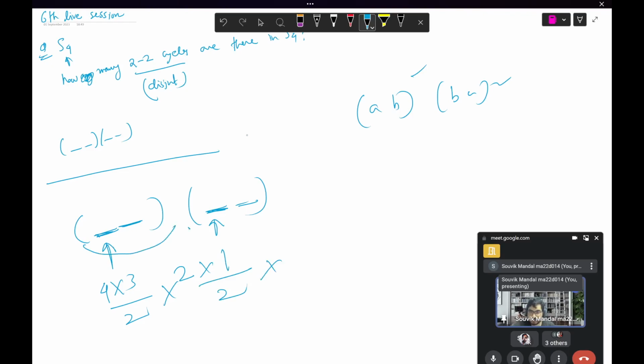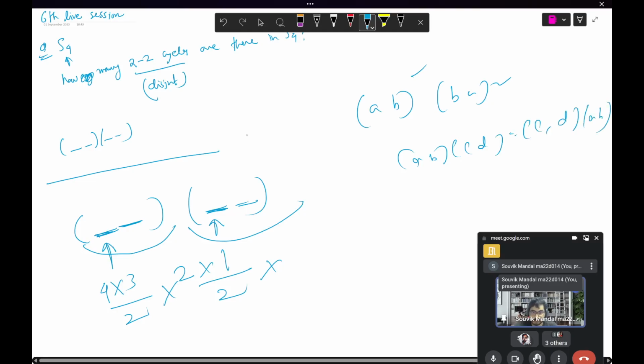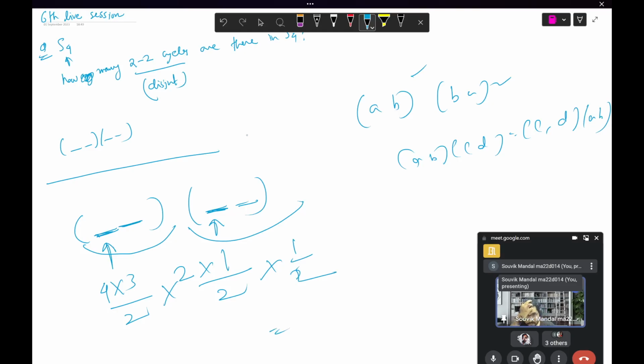Now this is one disjoint cycle and this is another disjoint cycle. Disjoint cycles commute, so (AB)(CD) is equal to (CD)(AB), so we need to multiply by a half. That is how it comes up: 4 times 3 times 2 divided by 2 divided by 2 divided by 2, so it is only 3. So there are only 3 such 2-2 cycles in S4. Do you understand the way of doing it?